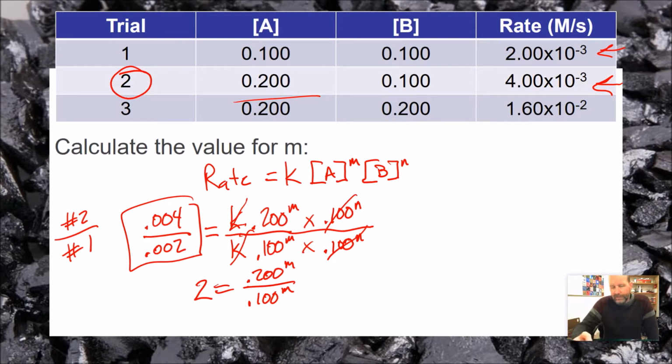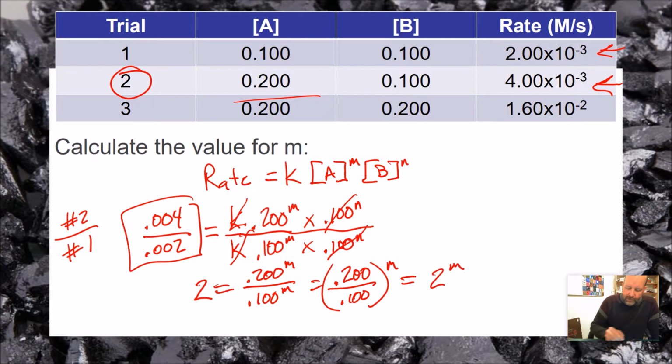I think that's what that is. It's just factoring, right? We're factoring. So we can make this 0.200 over 0.100, that whole thing raised to the m. That's acceptable. That's math. And so that means it's 2 raised to the m. So 2 is equal to 2 raised to the m. So that means that m is equal to 1. So m is equal to 1.